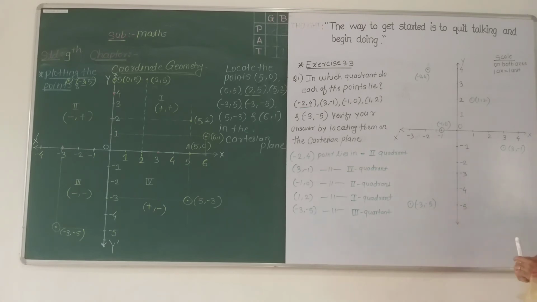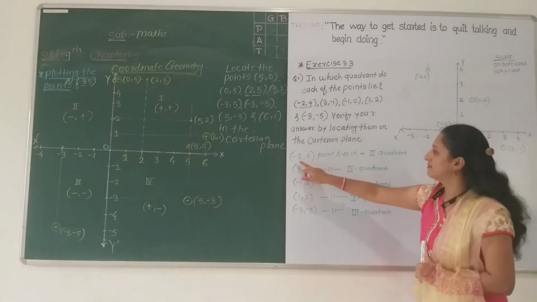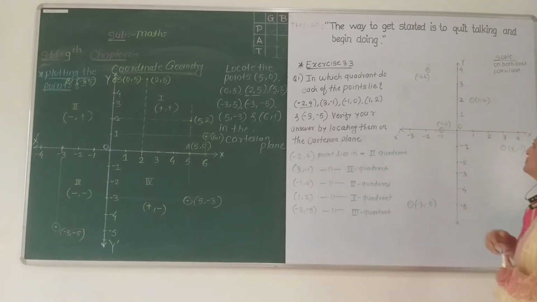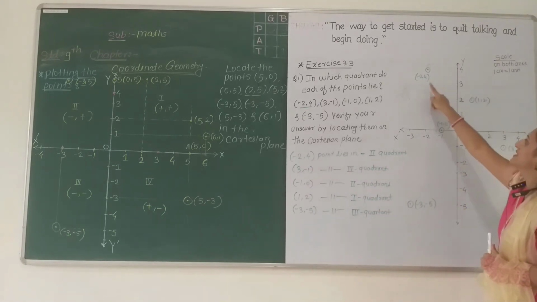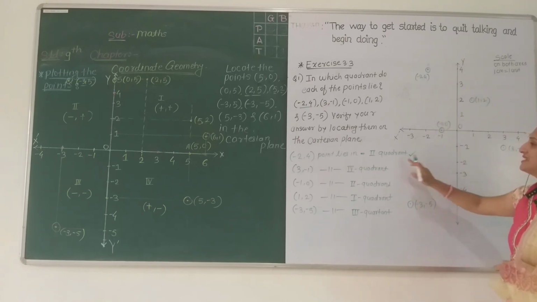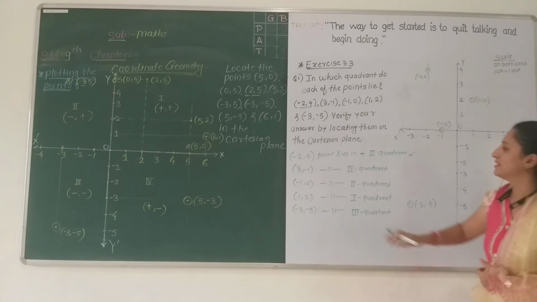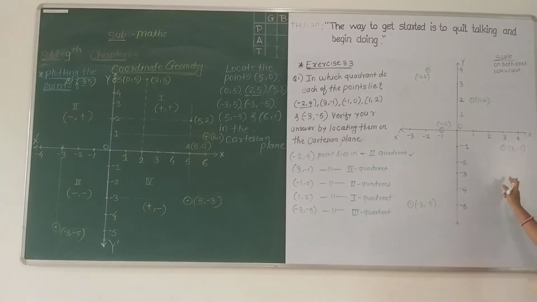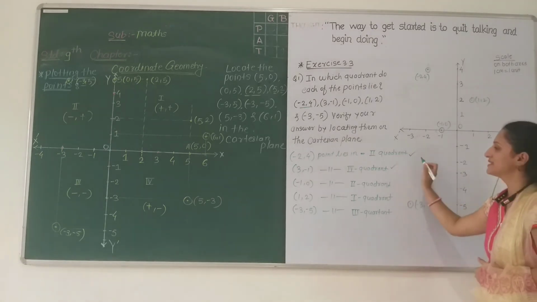Now check whether our answer is correct. We wrote negative 2, 4 lies on the second quadrant. Check. Yes, it is the second quadrant. So our answer is correct. Then 3, negative 1 is in the fourth quadrant, right? Yes, it is the fourth quadrant. So our answer is correct.